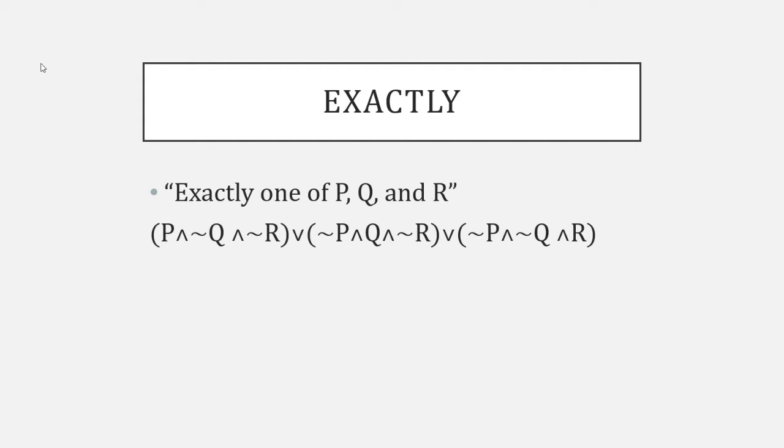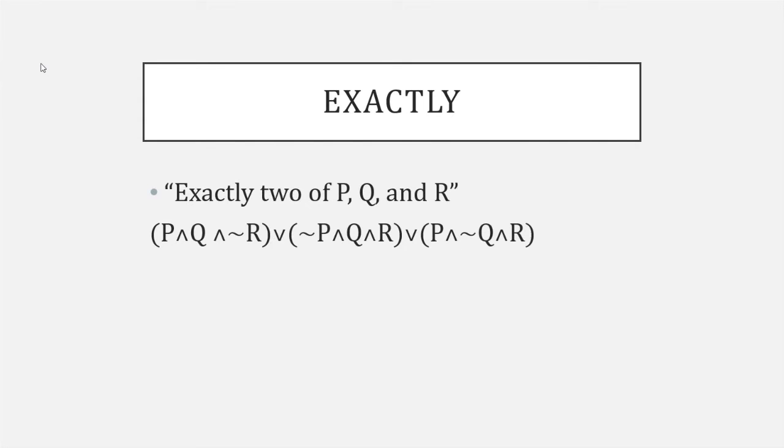Yeah? Okay, and how about exactly 2? It's just the same, except instead of negating two of them, we've just negated 1. P and Q are true and R is false, or P is false and Q and R are true, or P is true and R is true and Q is false. Exactly.